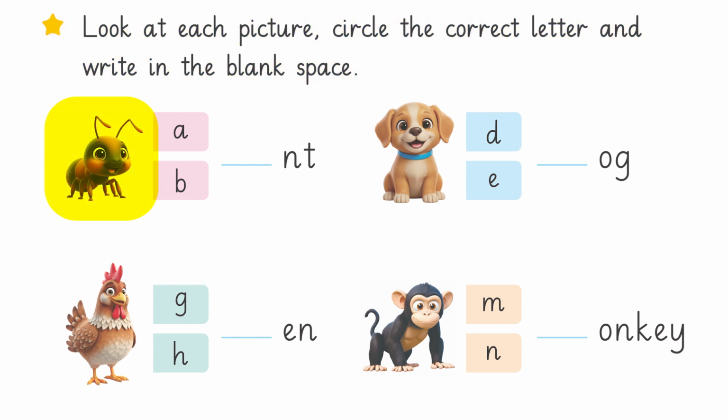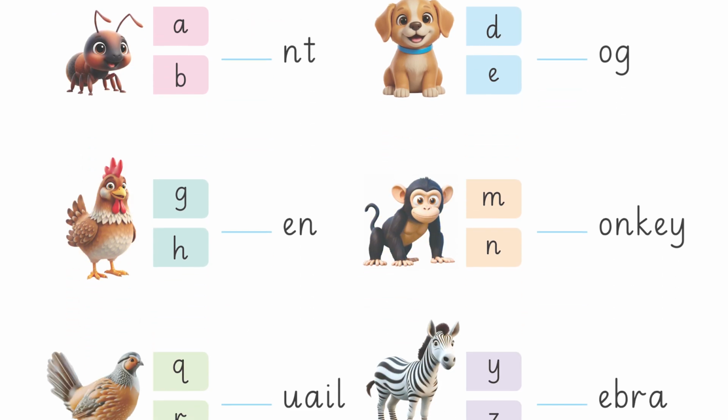This is a ant, and circle A and write over here. This is D, dog, and circle D and write over here. H, hen, over here, and M, monkey, over here. And same goes with the last two.